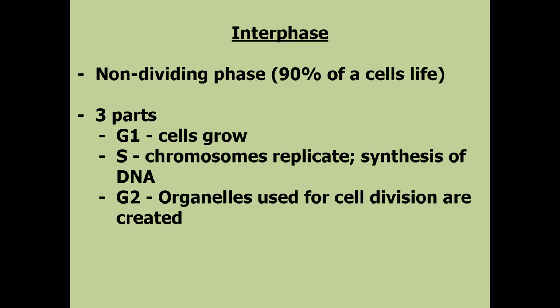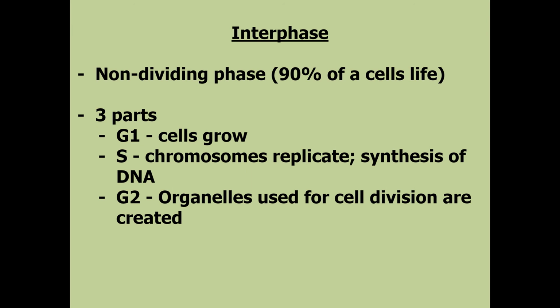So interphase is the non-dividing phase. This is what we call interphase. And it is basically 90% of a cell's life. So that's the overwhelming majority of a cell's life is spent in interphase. And interphase has three kind of subparts, G1, S, and G2. So G1, the cell is actively growing. It's just getting larger. It's not dividing, it's just getting larger. The S stage is when the chromosomes replicate and the synthesis of DNA. DNA is created and the chromosomes start dividing. Not the cell itself, just the chromosomes.